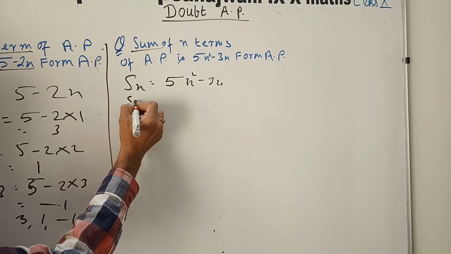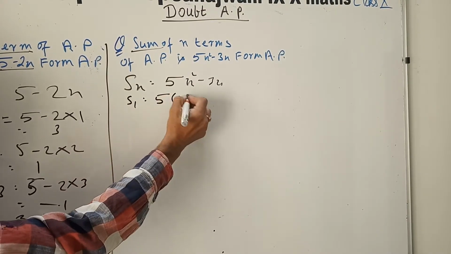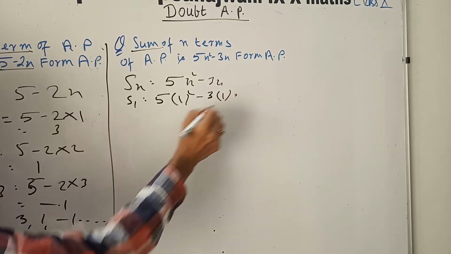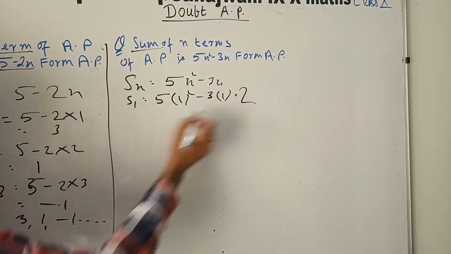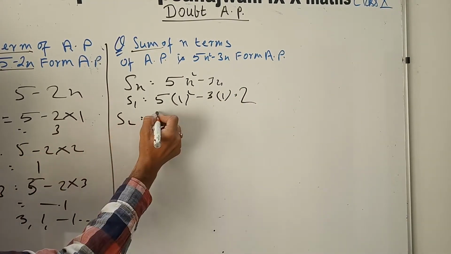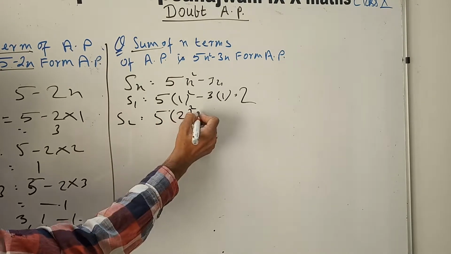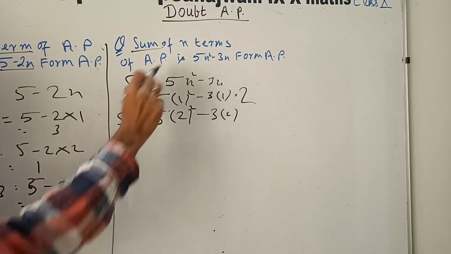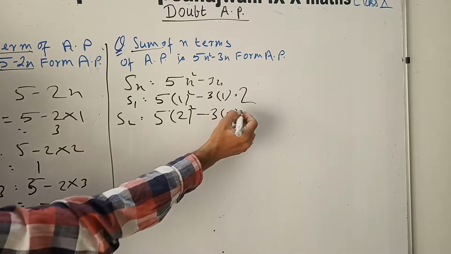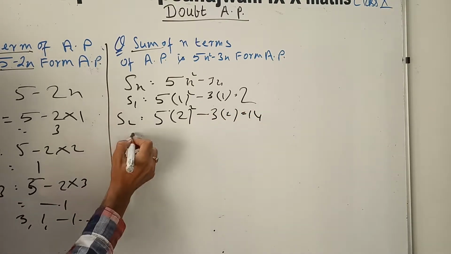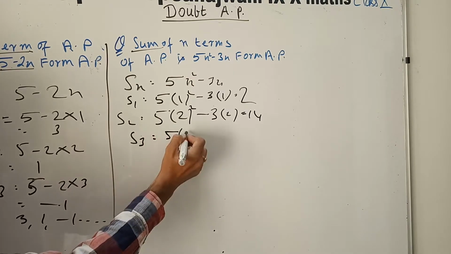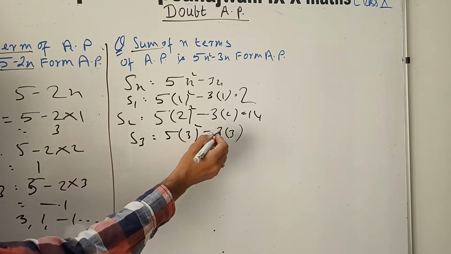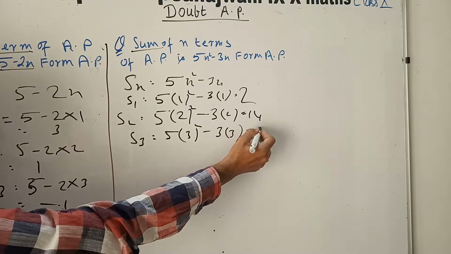Now put the values one by one, n as 1: 5 into 1 square minus 3 into 1. So that would be 2. Okay, this would be 2. Now S2: 5 into 2 square minus 3 into 2. Clear? You are getting it, students? 5 into 2 square, 5 fours are 20. 20 minus 6, that would be 14. Now S3: 5 into 3 square minus 3 into 3. Okay, 9 fives are 45, minus 9, that would be 36.